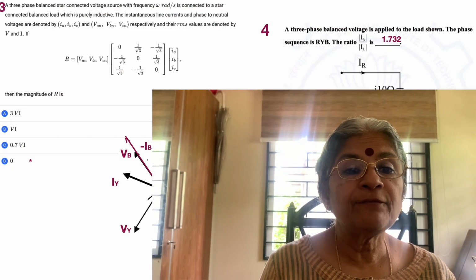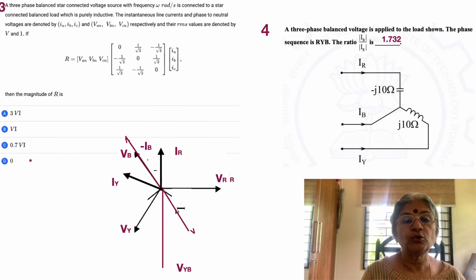Okay, so of course you can multiply and see, but then these ideas borrowed from mathematics can be utilized in three-phase circuits as well. Okay, moving on to problem 4. A three-phase balanced voltage is applied to the load shown. The phase sequence is R Y B. IB, just as we saw earlier.